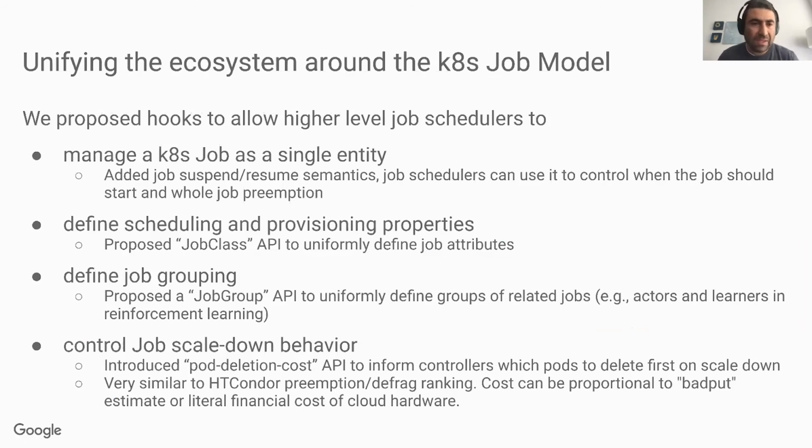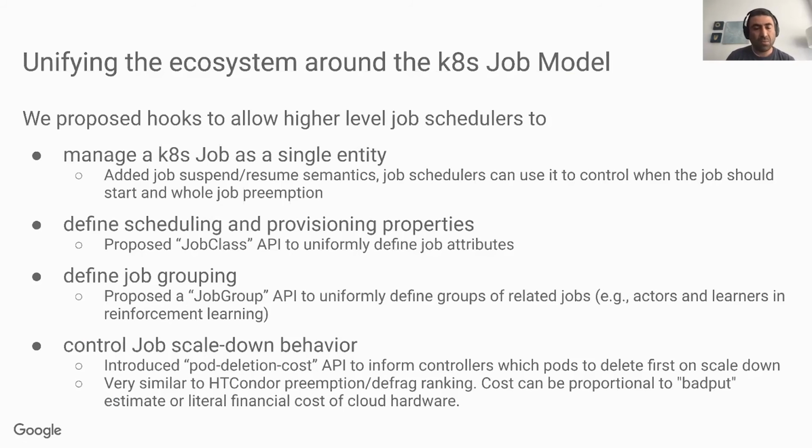Next slide. Now here I'm discussing how we're addressing the second problem, which is unifying the ecosystem. So what we're proposing is hooks in the job model to allow higher level orchestrators to use the core job API as a building block. So the first one is managing the job as a single entity. We added a flag to the job to tell the job controller whether the job is suspended or not. The idea here is that users would create, for example, jobs in a suspended state so that the job controller doesn't create the pods right away.